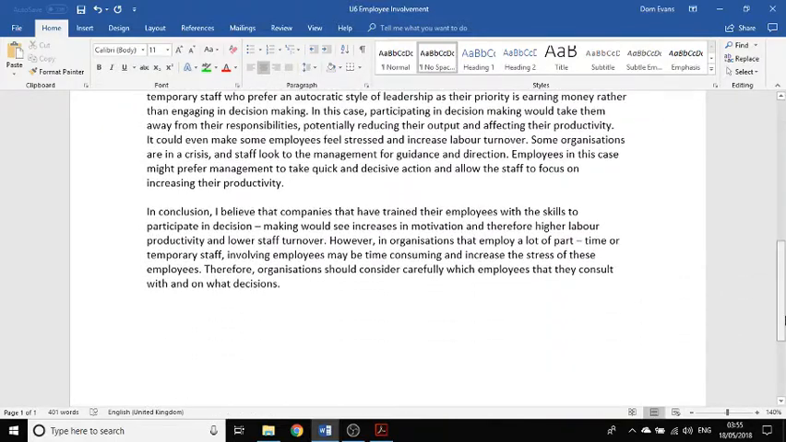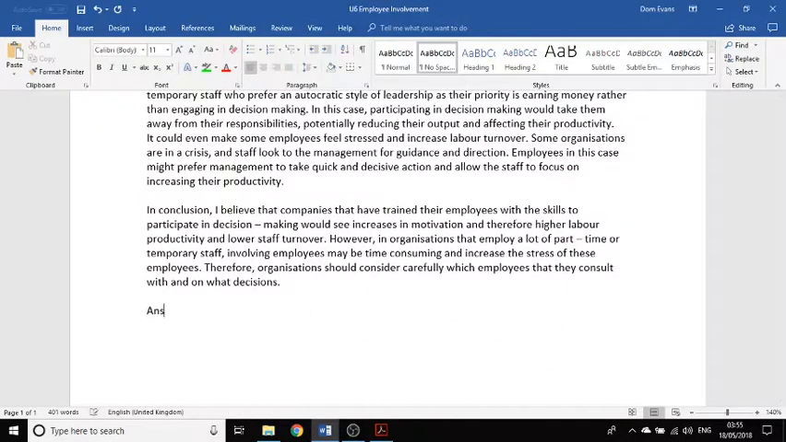So now I need to conclude the essay, and I find a good structure: answer, support. If you can find a problem and a solution, then that's great, but what we're really aiming for is to show some balance in this conclusion, which is one of the descriptors of a top mark answer. So in conclusion, I believe that companies that have trained their staff with the skills to participate in decision making would see increases in motivation and therefore higher labour productivity and lower staff turnover. So I've kind of answered and supported the question in that sentence.